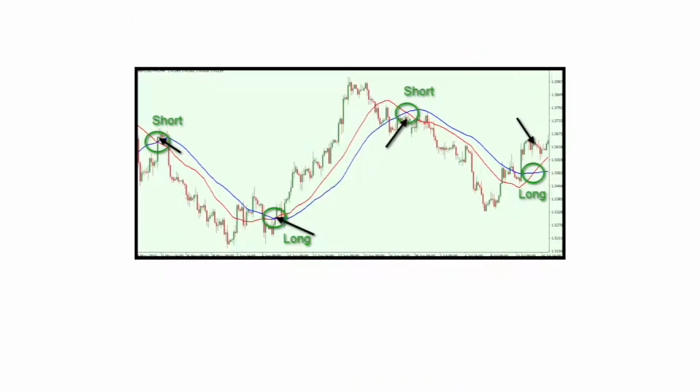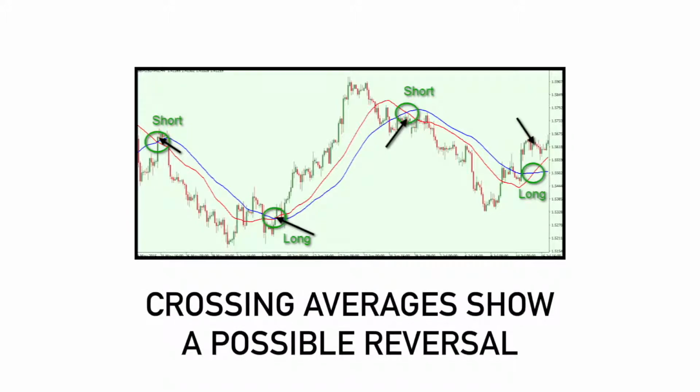When a moving average crosses another moving average, this can show a possible reversal. So if the 200-day moving average crosses below the 50-day moving average during an uptrend, this can show a possible reversal, meaning it might start trending down.